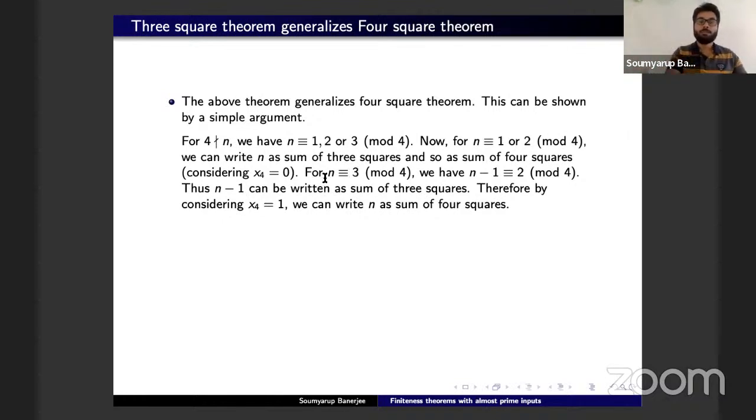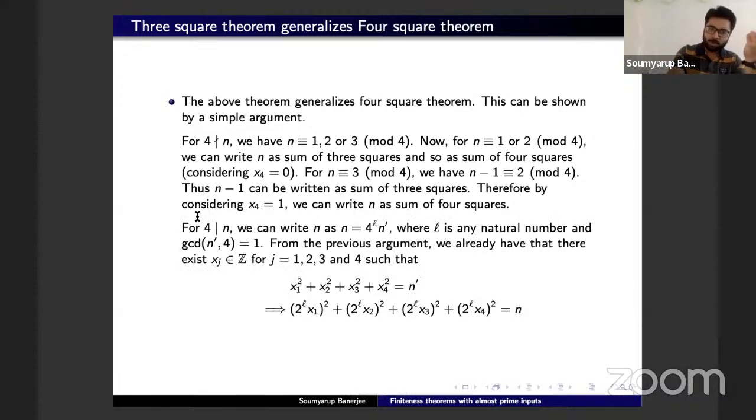Great. Now for n congruent to 3 mod 4, we have, of course, n minus 1 congruent to 2 mod 4, right? So n minus 1 can be written as a sum of 3 squares from Gauss's theorem, because n minus 1 is not of the form 4 to the power a times (8b plus 7). Now consider x4 equal to 1. So that's why every number which is not divisible by 4 can be written as a sum of 4 squares. Okay, great.